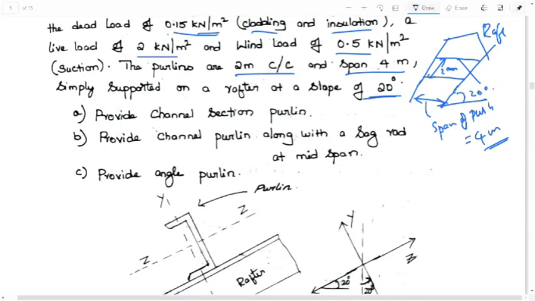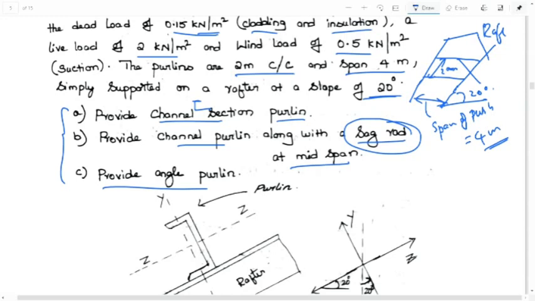So we have to design a channel section. Of course, there are 3 cases here. In the first case, we have to design a purlin with a channel section, that is C, and in the second case you have to design a channel purlin section along with a sag rod at midsection, and an angle section as a purlin. See here, this is a sag rod. This sag rod is very useful in controlling the movement in the purlin.